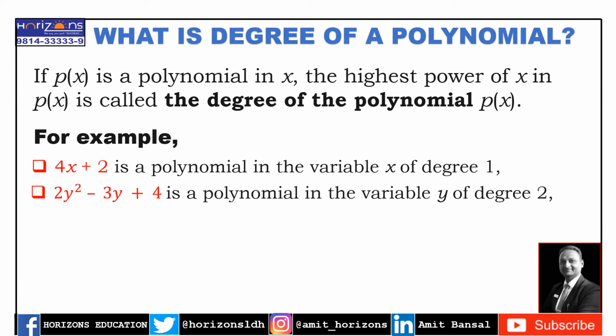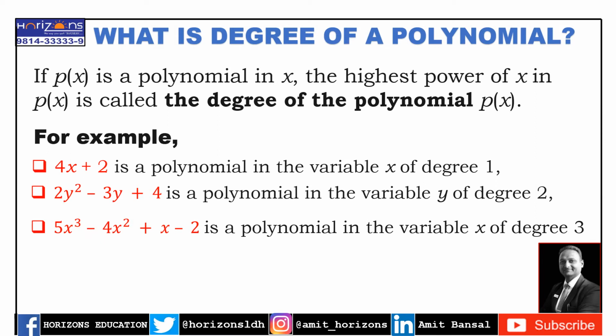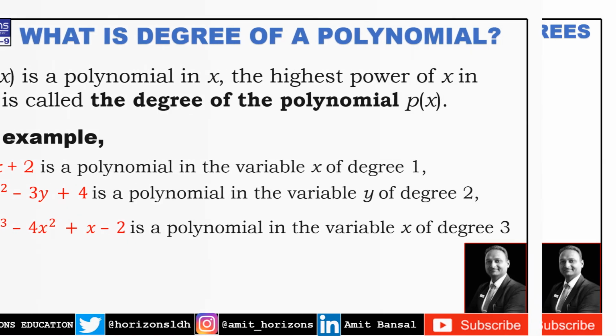2y square minus 3y plus 4. It is a polynomial in variable y. The maximum power of y is 2, so its degree is 2. And in the last case, it is a polynomial in the variable x and degree is 3 because the highest power of the polynomial is 3.